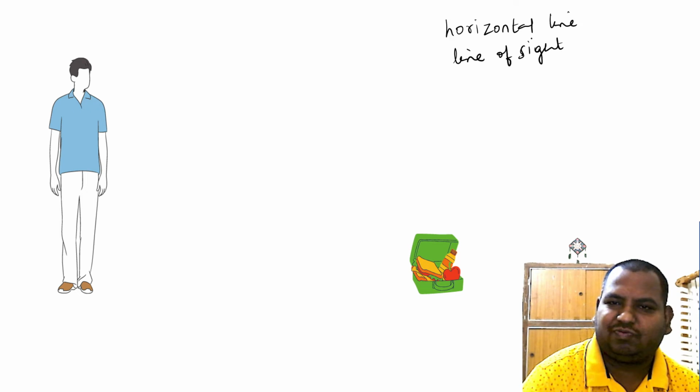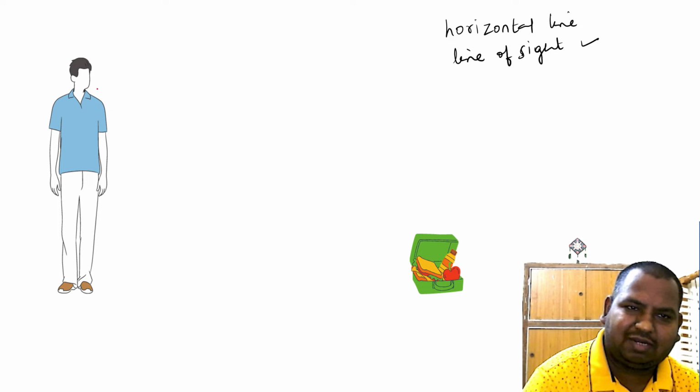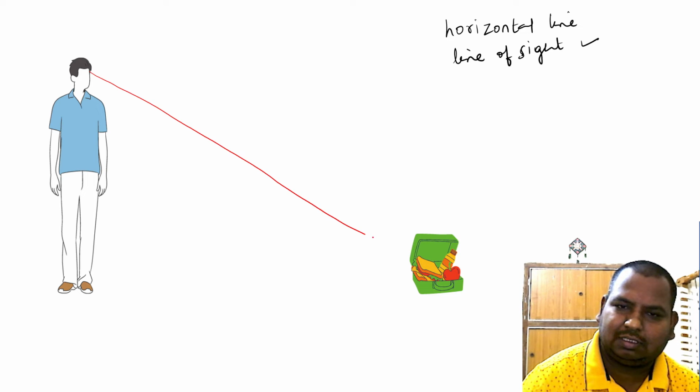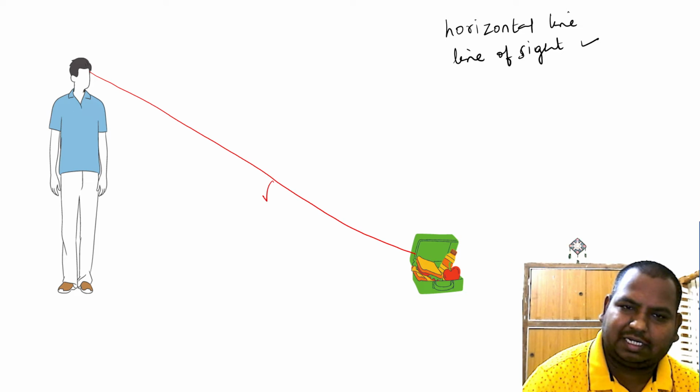Okay, so first we'll draw the line of sight. How to draw the line of sight? We need to join the eye of the person with the object. So this is the line of sight. We have got the line of sight.